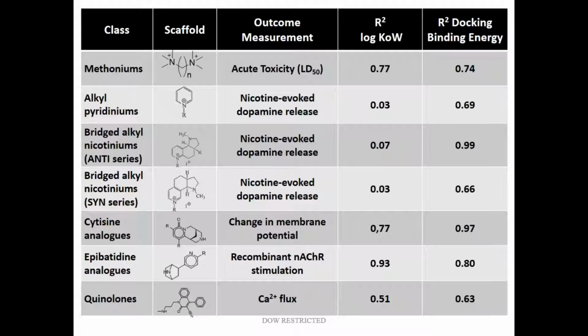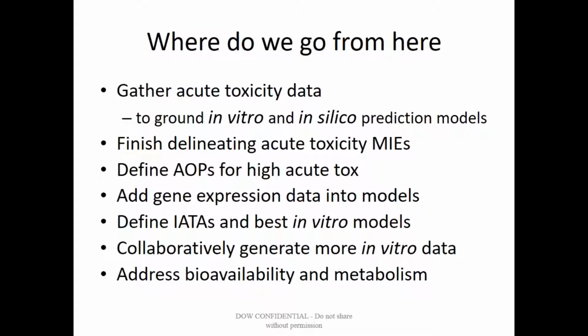I think we got it to 6 or so. And then looking at the R squareds, if we could model it with acute tox or we had enough data, we did. And we also then, within a scaffold, looked at docking versus log KOW. Here, both were similar, log KOW was actually a little bit better. Here, if we're trying to look at functional assay, log KOW didn't work, docking did. Same here with the nicotine dopamine release. Docking worked very well. Docking worked well, sorry for the typo. And then here, log KOW was better, and for calcium flux, docking looked better.